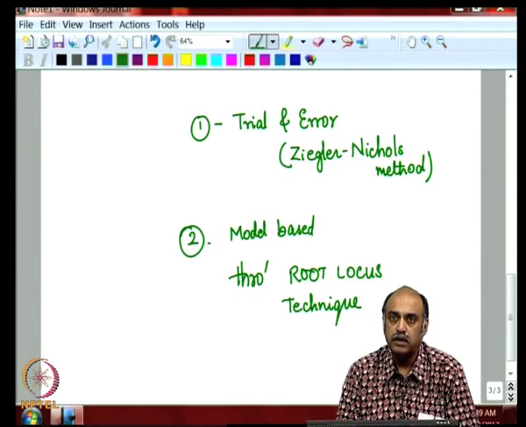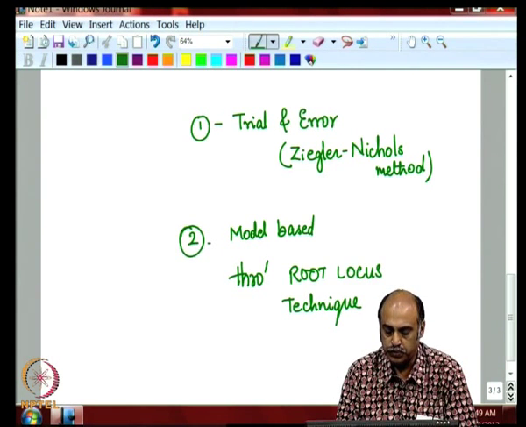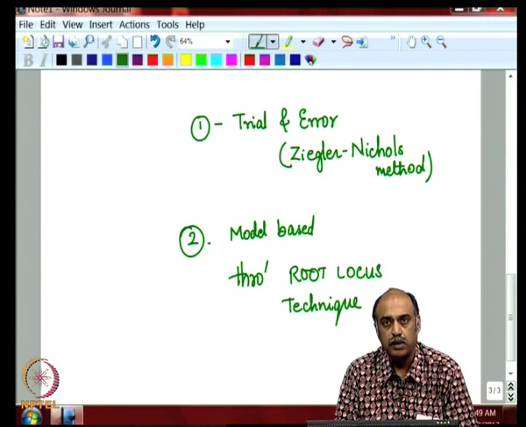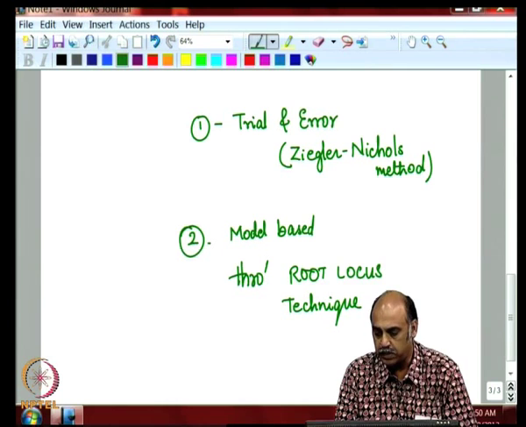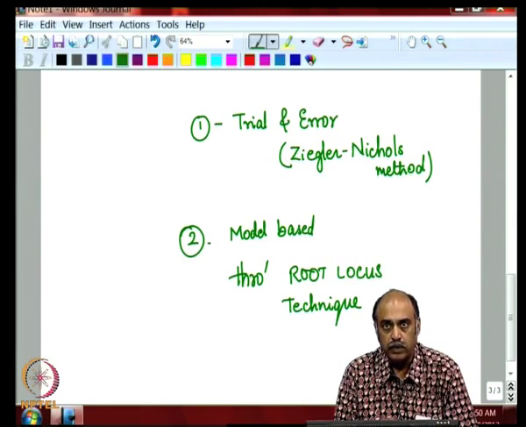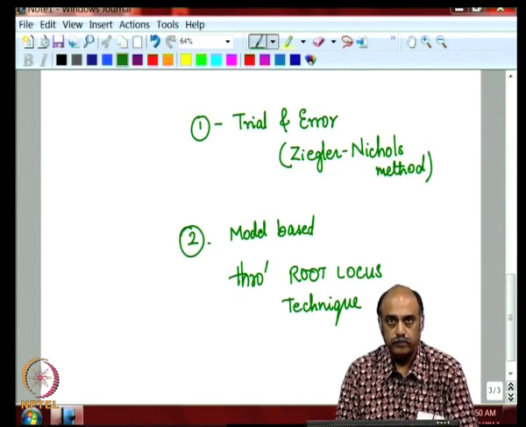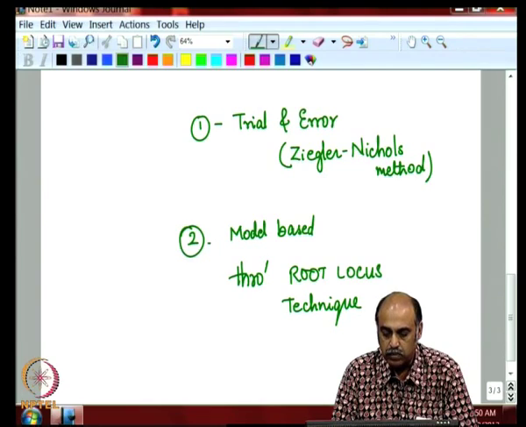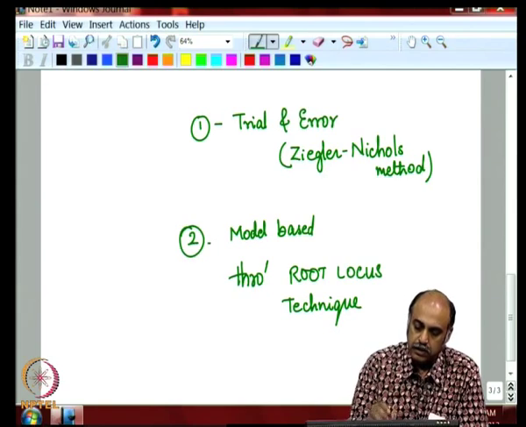The root locus method is a much more general approach, and it is something similar to the pole placement approach of the state space or the modern control systems, and this can be applied even for non-minimum phase systems. Therefore, the root locus technique can be used when you know the model of the system well, when you have the small signal model or even the large signal model, and if the system is a black box, apply the trial and error method.